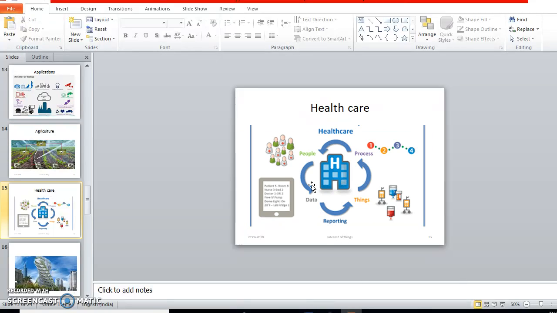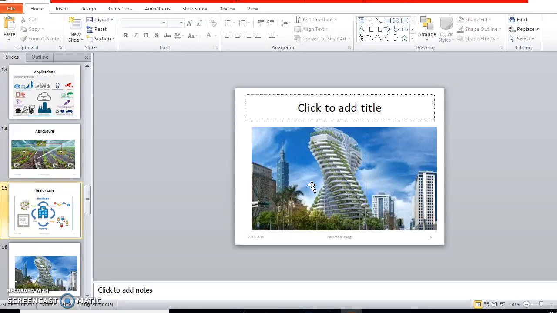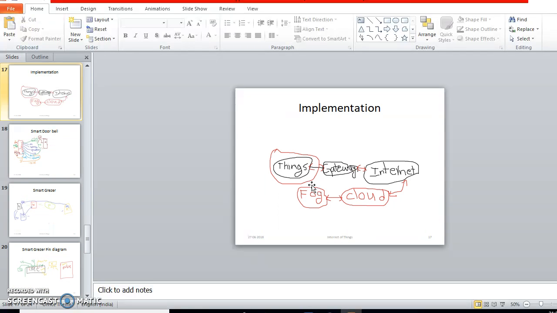Some things in healthcare, where we particularly concentrate on elderly people and people with chronic diseases. Remotely we can monitor their status. Also structural health, smart buildings, etc. To implement IoT, the data will flow in this way, from the things to the gateway, from the gateway to the internet, and from the internet to the fog and cloud. Fog and cloud are the same, but the fog is on the edge side and the cloud is the global side, local and global.